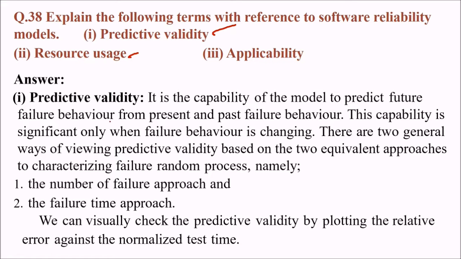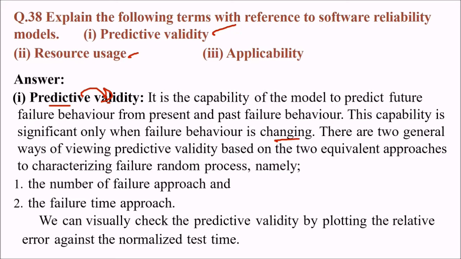Predictive validity is the capability of a model to predict future failure behavior from present and past failure behavior. If you are able to predict, that means you have some idea, on the basis of present and past failures, of future failure. So this capability is significant only when the failure behavior is changing.